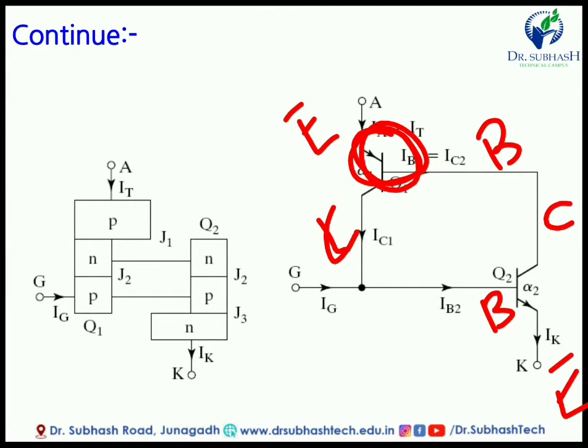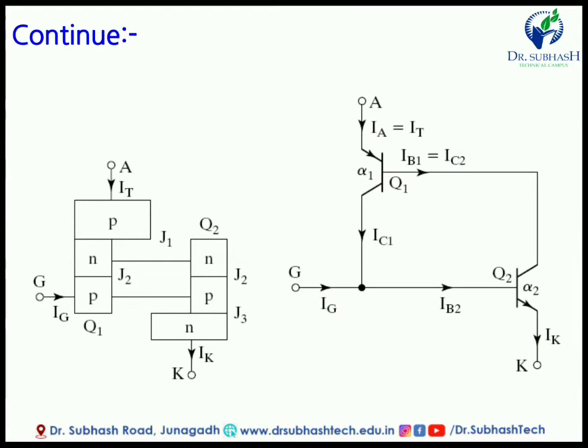So the base of transistor 1 is directly connected to the collector of transistor 2, and this gate terminal and this collector terminal are directly connected to the base of transistor 2. Here the emitter is not connected to the second. Now in this figure we can discuss the currents.